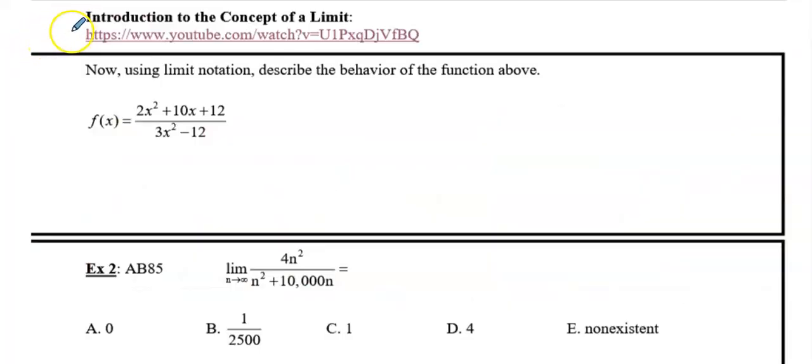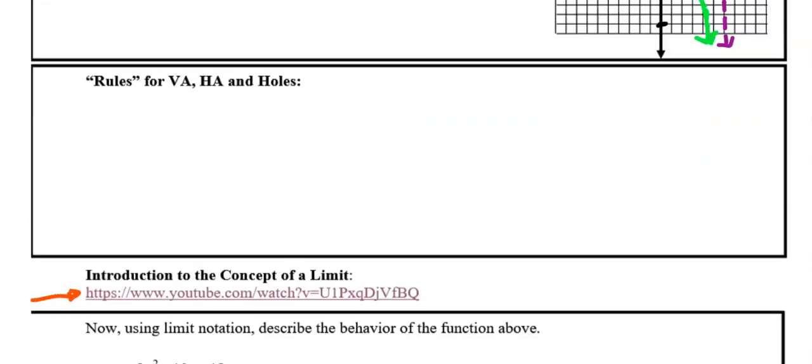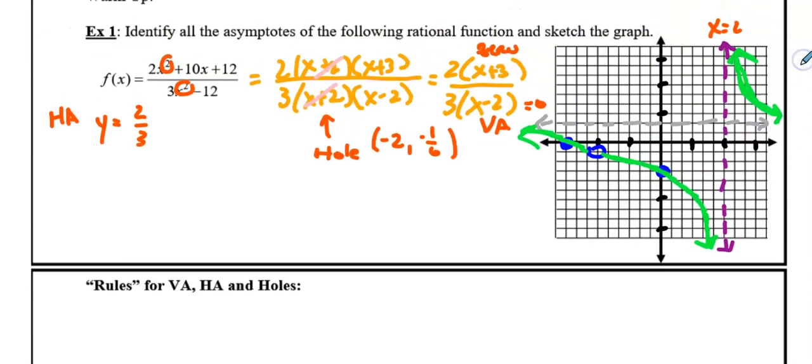So I would encourage you, if you have not done so already in class, to watch the video concept on limits that we have here. This just gives you an idea of what a limit is. And then notice that the question at the bottom says, now that you know kind of what a limit is, let's start using limit notation to describe the behavior of the function above. So I'm going to go ahead and write all of this work that I would normally put in this box up here so we can see what's going on.